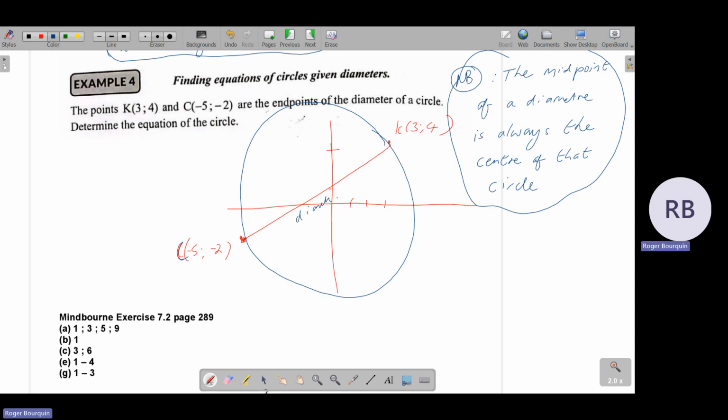Right, so go find the center of that circle. If you've got 2 marks where it says how do you find your average? You add them up and divide by 2, that's the midpoint. Add them up and divide by 2. So I'm going to call the center of the circle M.